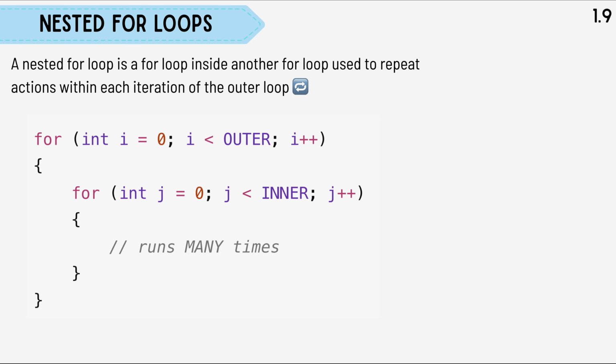Next is nested for loops. Nested for loops are mostly used in 2D arrays, but in general they can be used, for example, for checking an array where you compare one value to all the other values.